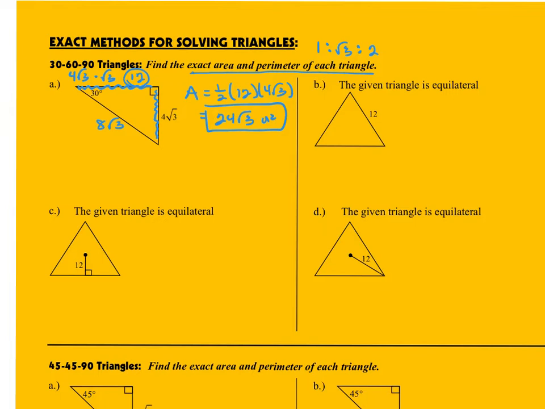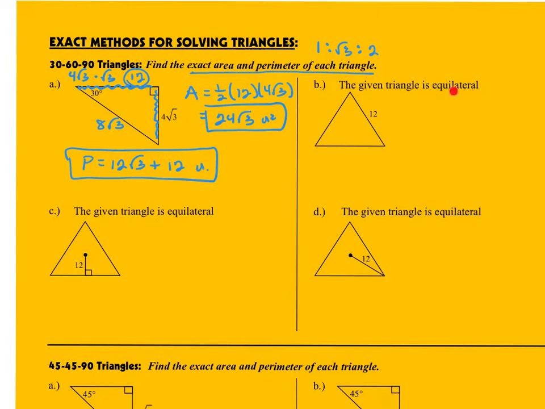Next, we're going to do the perimeter. Now, we want to be careful when we are doing perimeter to only add our like terms. So the 8 radical 3 and the 4 radical 3 are going to be the like terms. So we'll have a 12 radical 3 plus that other 12, and we can label this answer as units. Okay, so that's just a really quick, simple, basic one.